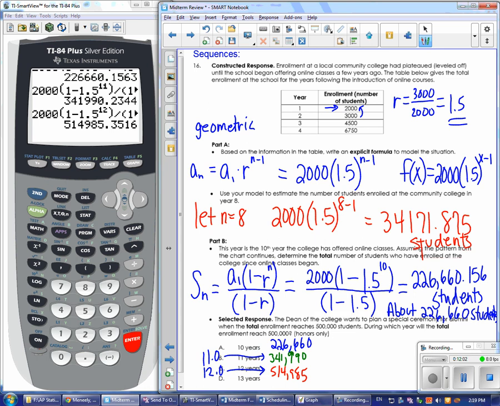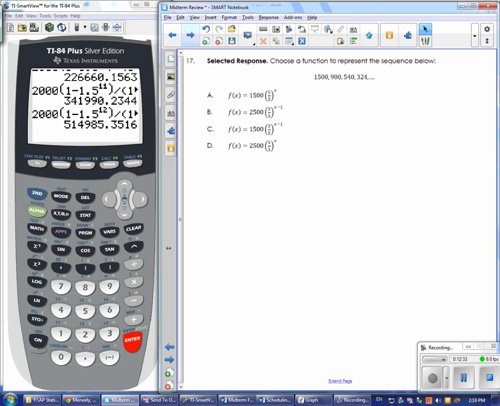So the correct answer for this problem is going to be 11 years, because it's somewhere during that 11th year that the enrollment hits 500,000. So it's going to be during the 11th year. Sorry, I kind of wrote over that and made that hard to see. So even though 11 years is a bit low, it's during the 11th year that the total is going to reach 500,000. And again, that's on the honors exam only.